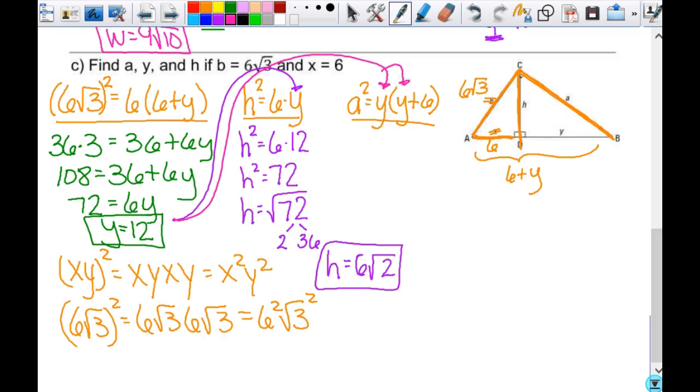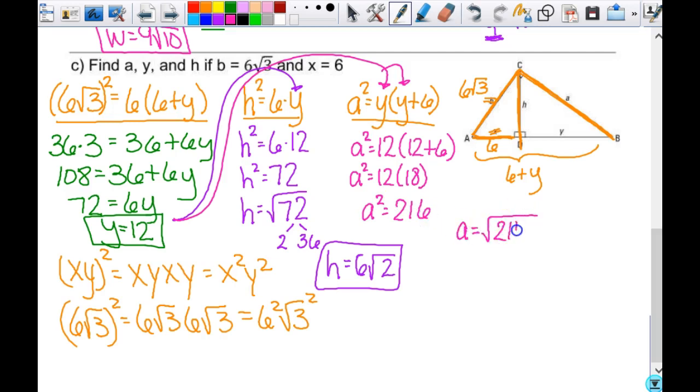Then I'm going to take this 12, and I'm going to plug it in here and here, or substitute it in. So then that's going to give me a squared equals 12 times 12 plus 6. Okay. So a squared equals 12 times 18. So you can do it a piece at a time. You can do like 18 times 10 is 180, and then 18 times 2 is 36, so together it's 216. So a squared is equal to 216. So a is equal to the square root of 216.